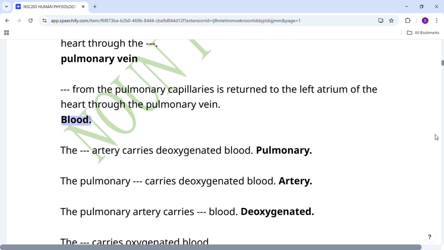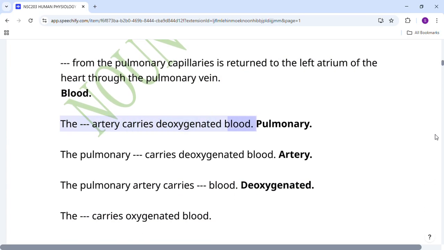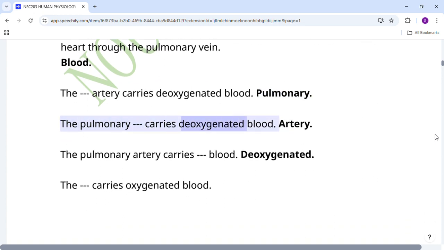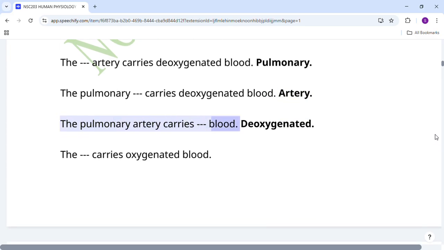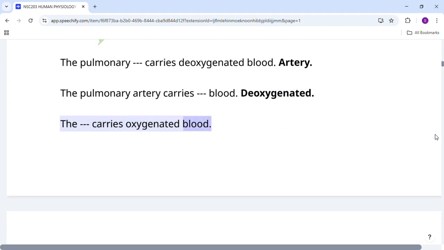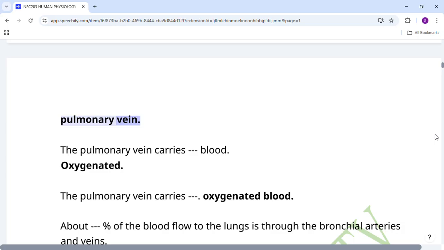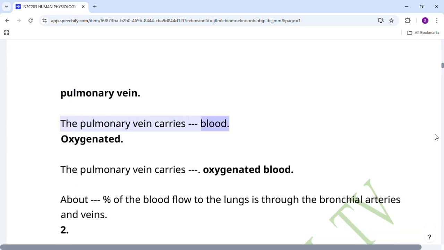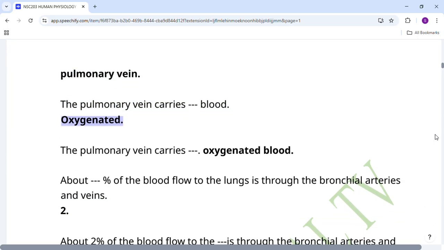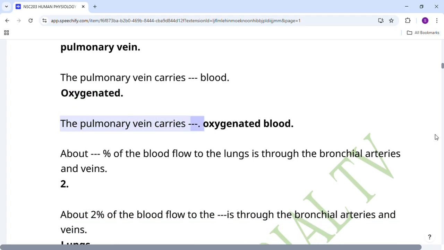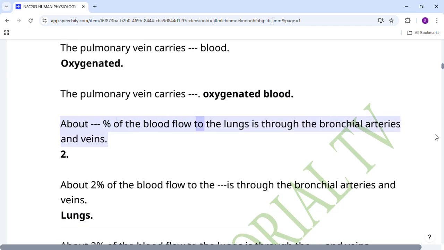The pulmonary artery carries deoxygenated blood. The pulmonary vein carries oxygenated blood. About 2% of the blood flow to the lungs is through the bronchial arteries and veins.